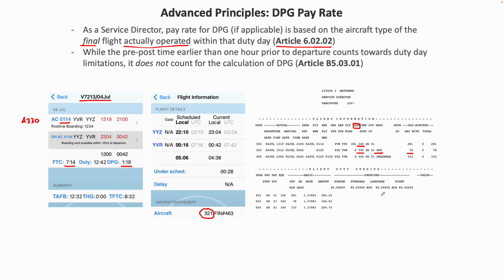And this is reflecting in my flight summary. If we go to index item 3 within our flight duty credit section, we can indeed see that the 330 pay rate is being used here as well. So that same $1.37 per minute is the rate that's being used. If we multiply that by 78, we do get that amount of $106.92. So this has been correctly paid based on the contractual language.